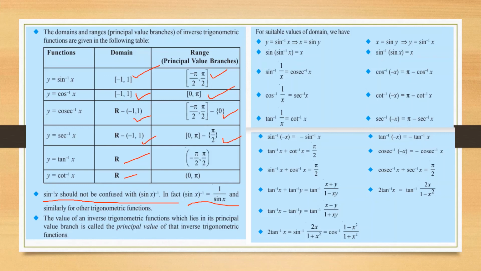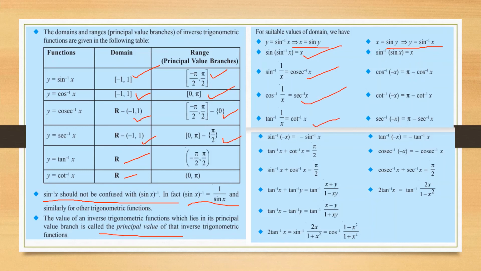Now for suitable values of domain, y is equal to sine inverse x will imply x equal to sine y, and x equal to sine y will imply y equal to sine inverse x, right? Now see here, the sine of sine inverse x will be equal to x. Sine inverse 1 upon x is cosecant inverse x, cos inverse 1 upon x is secant inverse x, tan inverse 1 upon x is cot inverse x. Okay, and sine inverse of sine x is x.